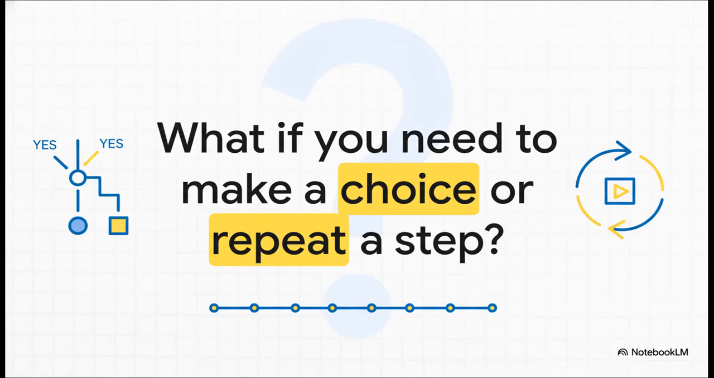Which, of course, raises a pretty big question, doesn't it? We've talked about the straight road of sequence, but what if you need a fork in the road? What if your program needs to make a choice, like if the score is over 100, do this? Or what if you need to do the same thing over and over again? Well, that's where those other two constructs, selection and iteration, come into play.